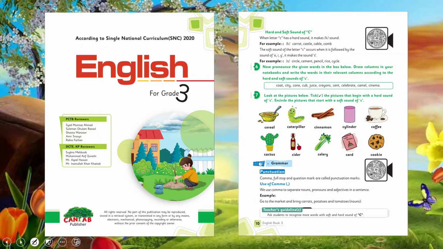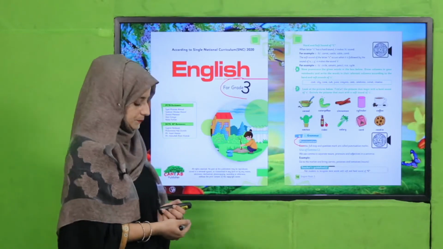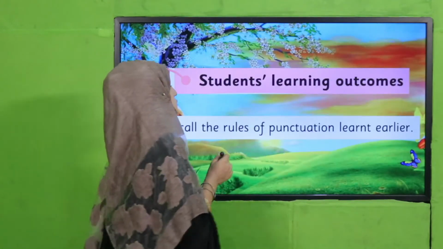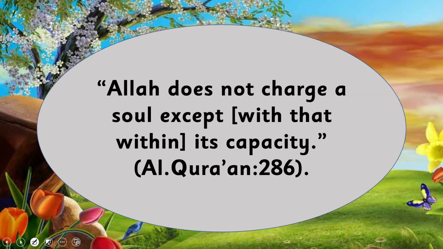Before, in English for grade 3, we have already learned about punctuation marks and use of comma, different punctuation marks. I hope you may remember this lecture. If you may not, you can watch this video lecture again. Our today's students' learning outcomes are: recall the rules of punctuation learned earlier.